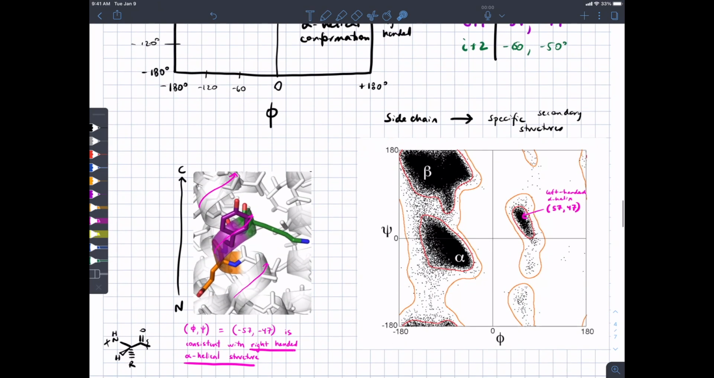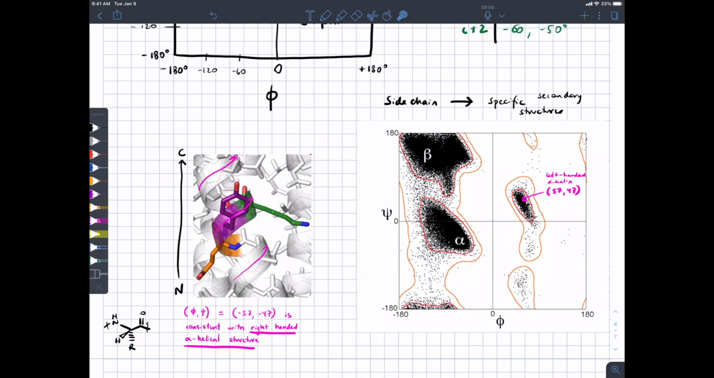So, I said that here. Oh well. So here's a diagram that illustrates how you can convince yourself that the helix is right-handed.